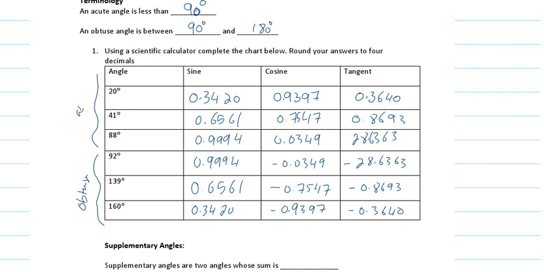Now, if you think about 88 and 92, add 88 and 92 for me. What do they give you? 88 and 92, yeah, 180. So whatever makes an obtuse one, that makes 180, right? Yeah.